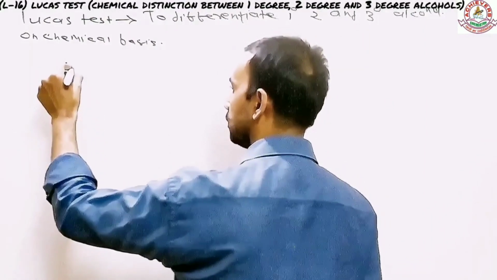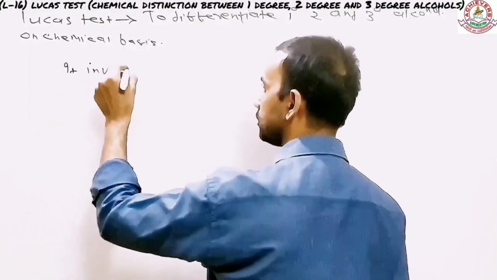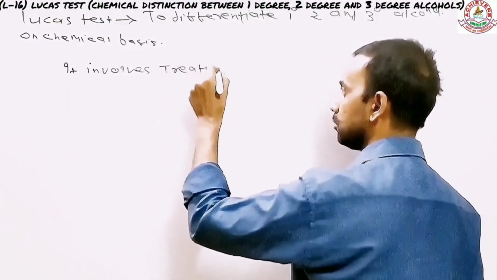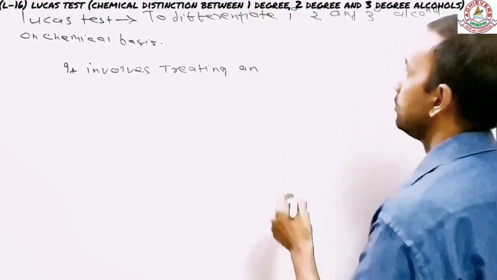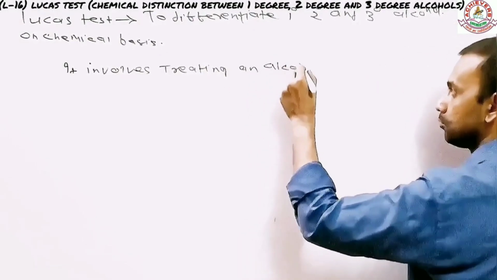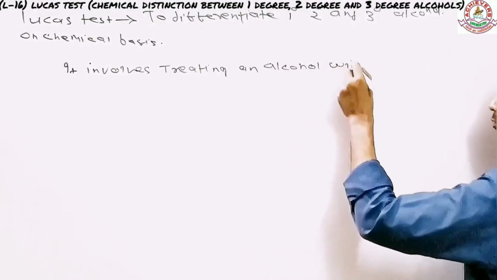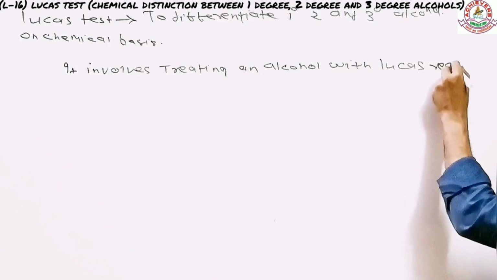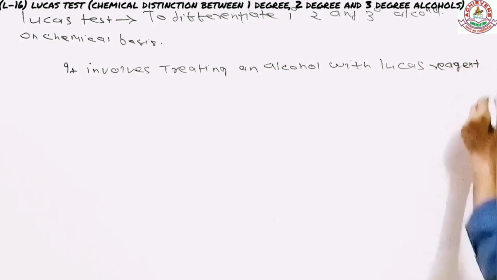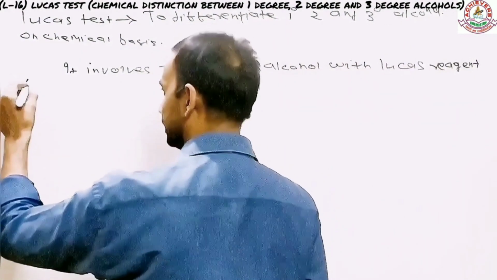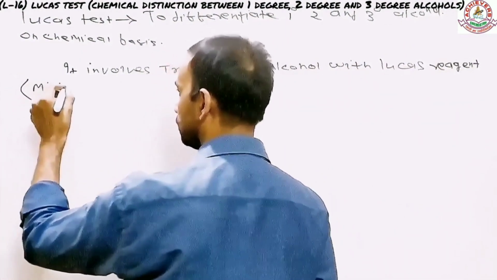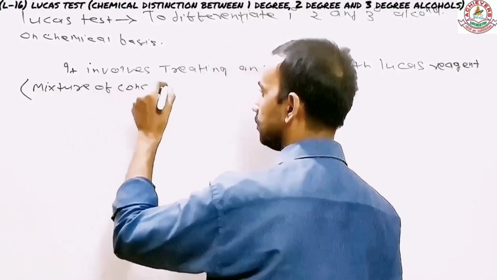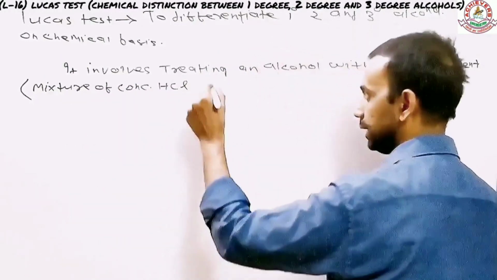It involves treating an alcohol with Lucas reagent. What is this Lucas reagent? This is a mixture of concentrated HCl and ZnCl2.